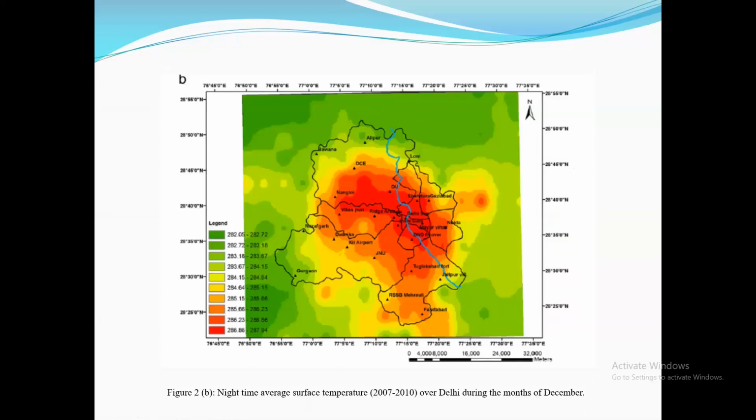Similar is the case for the month of December, the nighttime land surface temperature in the month of December.